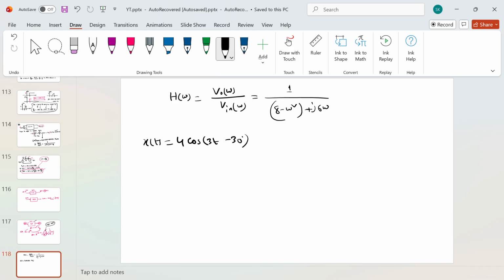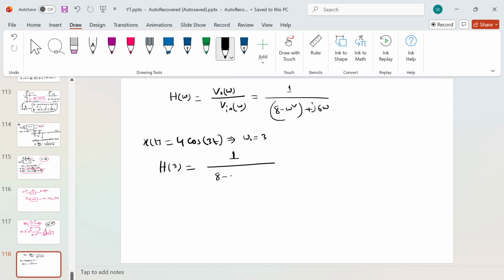Now, for example, I am considering only 3t. I will consider 30 degree later because it is an LTI system, so shifting and all you can do later also. So what is the magnitude? Maybe I can first calculate h of omega at omega naught. Omega naught here is equal to 3 radian per second. So h of 3 I need to calculate, right?